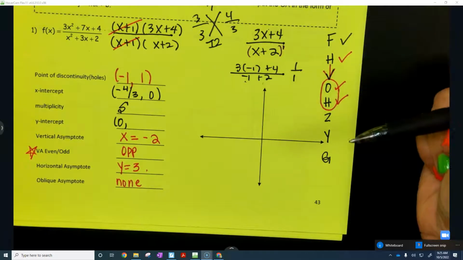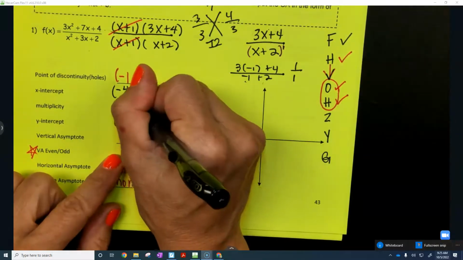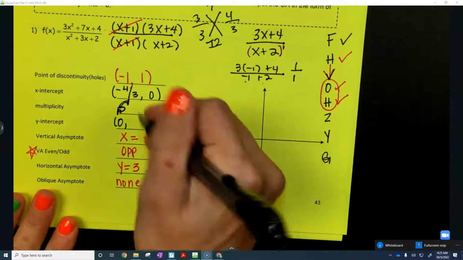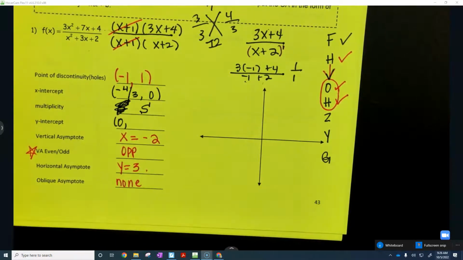Yes? Question? Oh, that's an S, y'all. S for straight through. Sorry, I tried to make it not look like a 5, and now it doesn't look like anything. Straight through. S is straight through. I'm sorry. All right, back to the y-intercept.